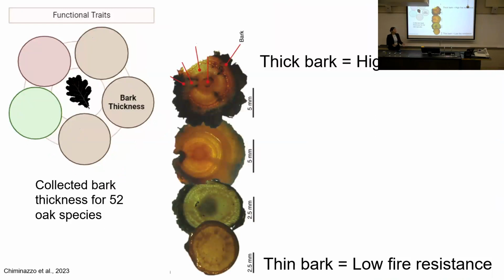Next, we have bark thickness. I was able to collect bark thickness for 52 different species of oaks through this study, so that was very valuable to be able to add to the literature. And it's pretty well understood in fire ecology that the thicker the bark a plant possesses, the more likely the plant is able to survive that surface fire, because the fire is not able to get into the inner cambium of the tree, the living tissues, to result in early mortality. So thicker bark equals higher fire resistance versus a thinner bark denoting lower fire resistance.